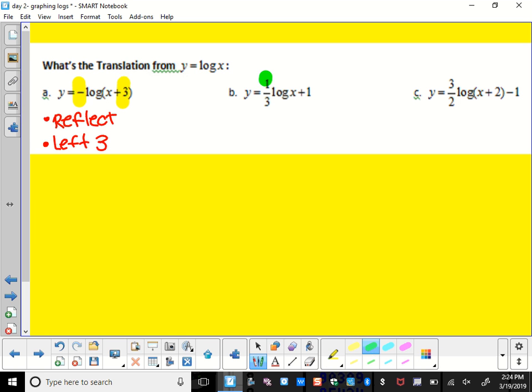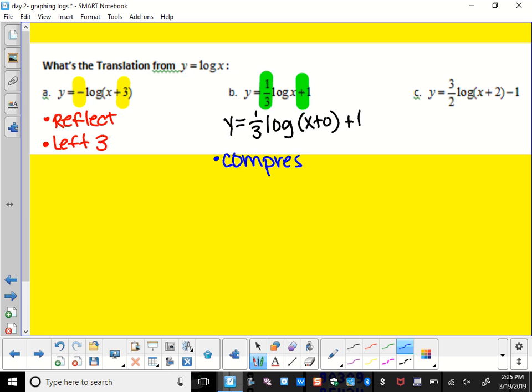Look at letter B and be careful. I have 1/3 and then +1. Before you answer, what this problem is essentially saying is y equals 1/3 times log of x plus 0, plus 1. Most people are yelling out left 1 because you see that it's close to my x, but is it in parentheses? No, so that means it's just behind it. We don't have to put this plus 0 in parentheses, it's just understood. If you see x by itself, imagine that it really means x plus 0. So I have 2 transformations here. What's the first one? We're going to compress by 1/3. And then left 0, but we don't have to say that. Left 0 means we're not moving. And then we're going to go up 1.